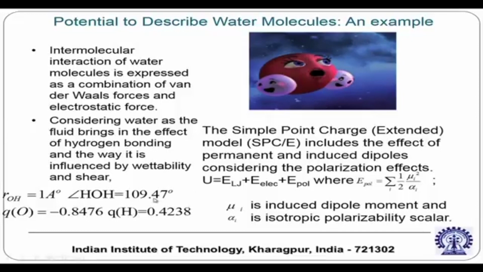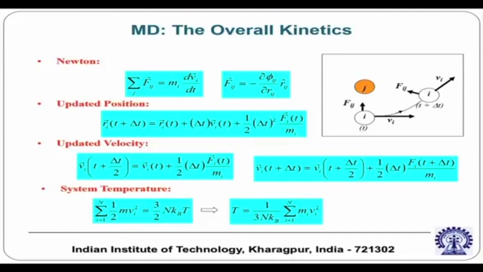So you can have HOH bond angle for water, typically 109.47 degree, that is taken in a model which we call the SPCE model, simple point charge extended model, which includes the effect of permanent and induced dipoles considering the polarization effects. So in the SPCE model you have standard Lennard-Jones potential, standard electrostatic potential plus a polarization potential. So these together make the SPCE model, which is possibly the most commonly used model for potential of water.